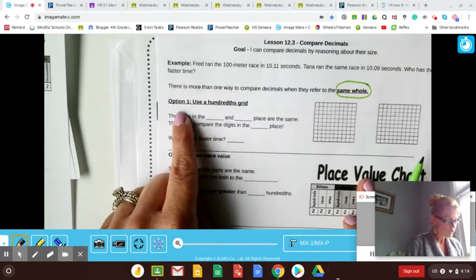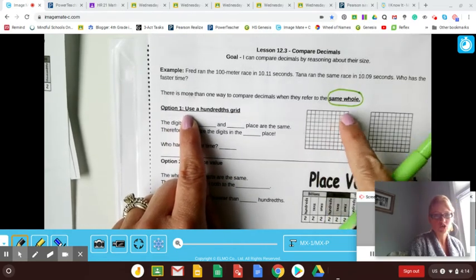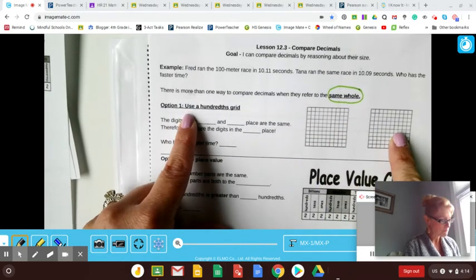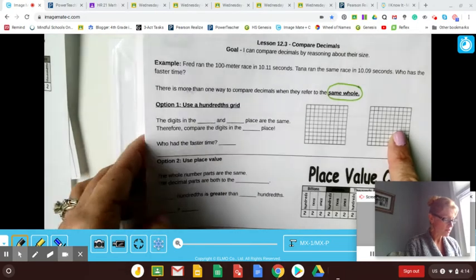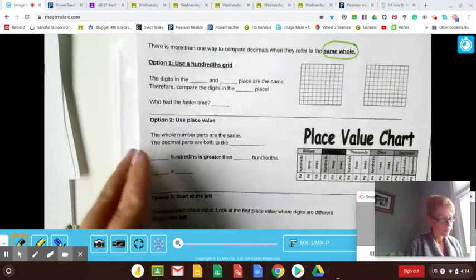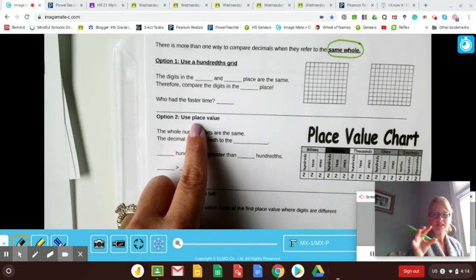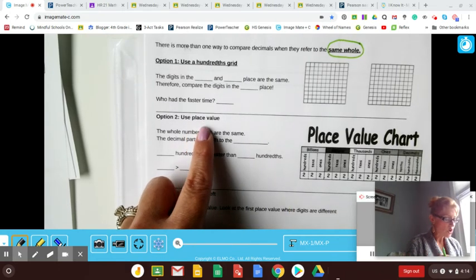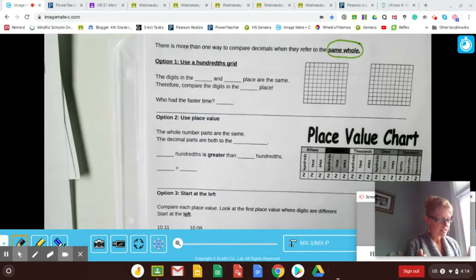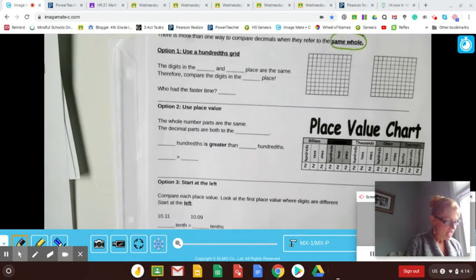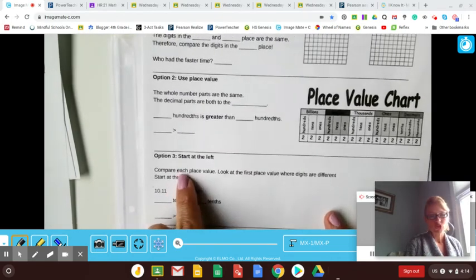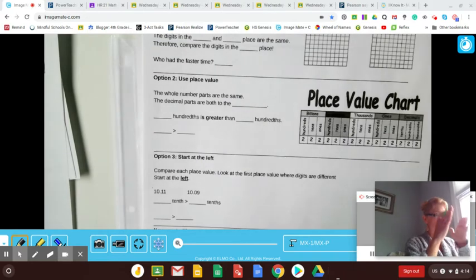So one option that we can use is a hundredths grid like we've been learning about. That's a very visual model, but it's a little time consuming. Another option is to think about the place value that the digits hold and make reasonings based off of that. And the third option is to start at the left and go digit by digit and notice where the place values are different.